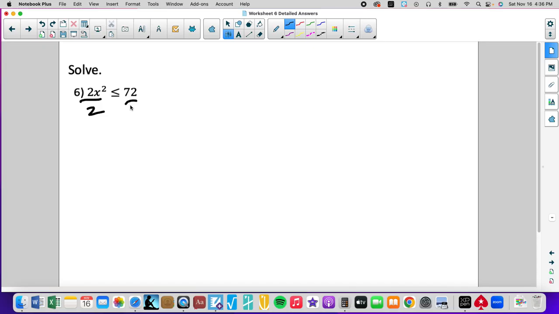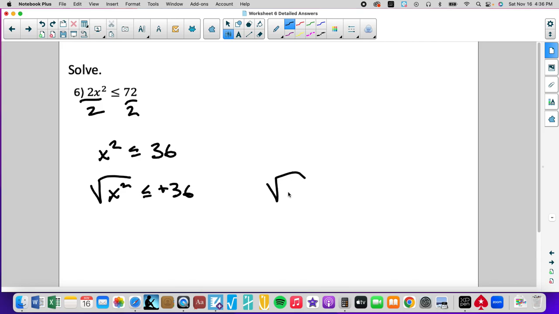We're going to divide by 2 first. We get x squared is less than or equal to 36. Now we're going to take the square root. That's an interesting one. x is less than or equal to plus 36, and I would say that it's going to be x is greater than or equal to minus 36. The square root, sorry. The square root.